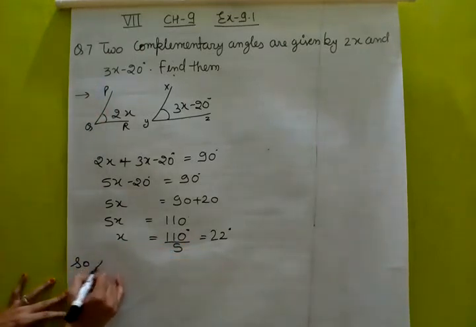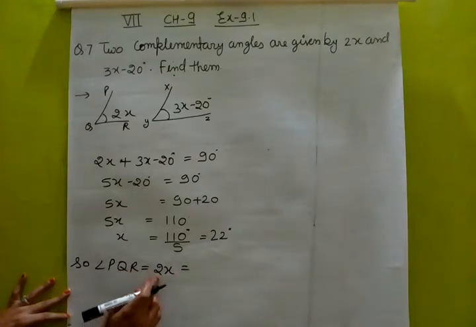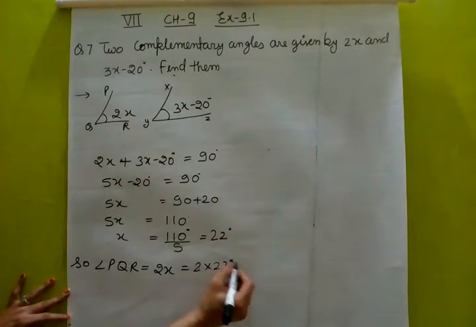So angle PQR is equal to 2x. It means the value of x is 22. Multiply by 22, it will be 44 degrees.